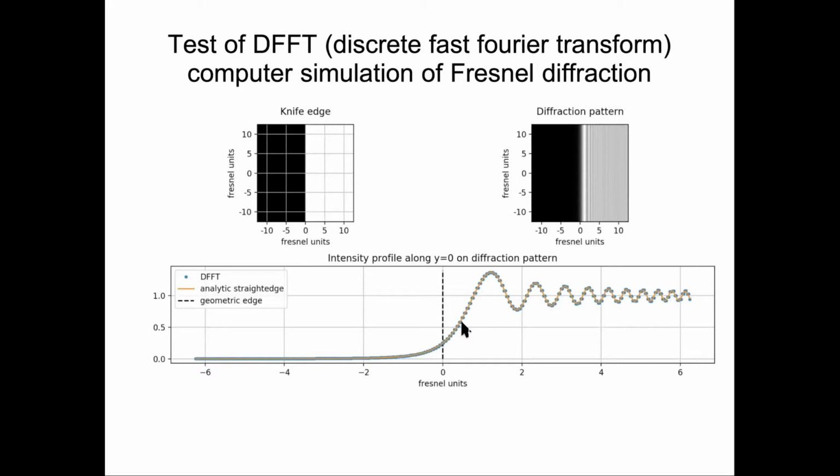And of course, it's shown in dots because this is a discrete Fourier transform. It's not a continuous one, and so it's done at finite points. And so that's why we have these blue dots. And through those blue dots, I have drawn the analytic straight edge from the Raymond-Dusser formula, and we see that the agreement, I don't think it could be much better.